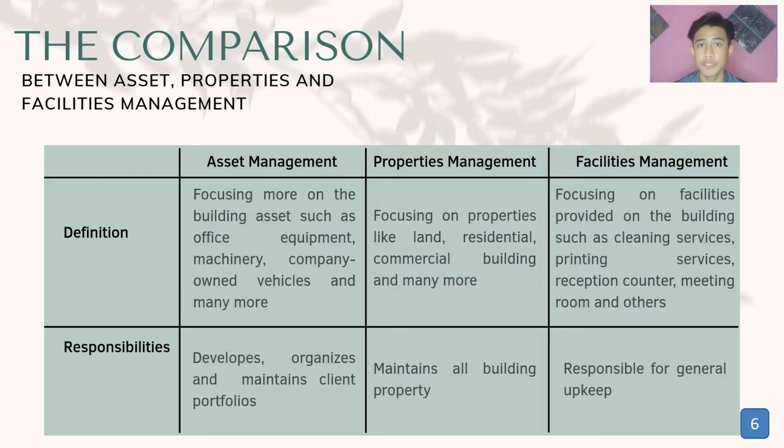The second is properties management. For the definition, properties management focuses on properties like land, residential, commercial buildings and many more. The responsibility is to maintain all building property. The last one is facilities management. For the definition, facilities management focuses more on services provided in the building such as cleaning service, printing service, meeting room and others. The responsibility is general upkeep.